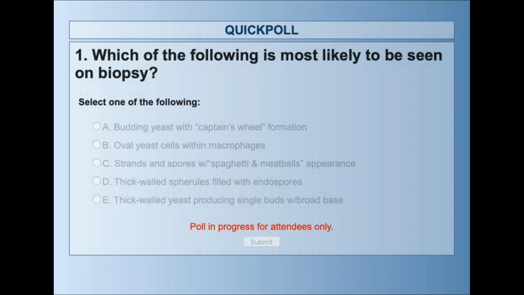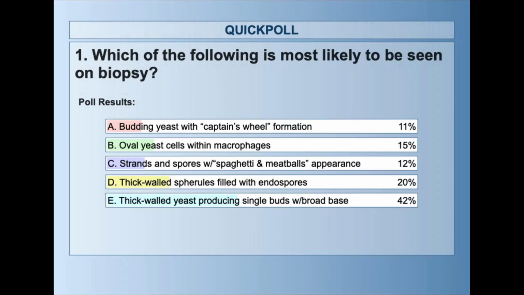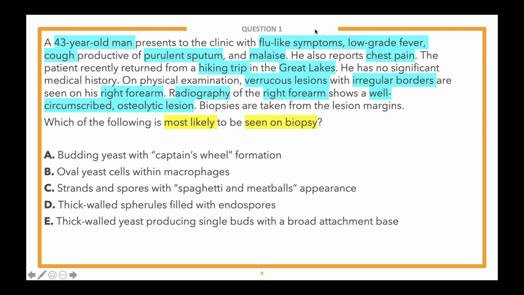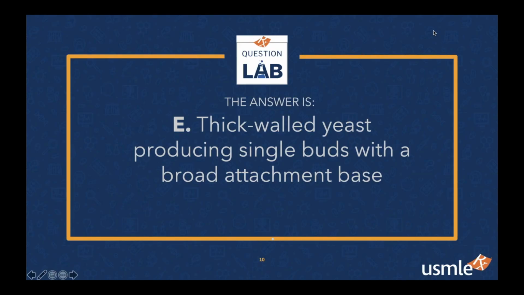All right, let's see what you selected. It looks like a clear favorite was E, thick-walled yeast producing single buds with a broad attachment base. So let's go ahead and see what the correct answer is. And the correct answer is, in fact, E, so well done to all of you. If you got it right, let's make sure you got it right for the right reasons. And if you didn't, don't worry. Boris is going to explain it to you now.